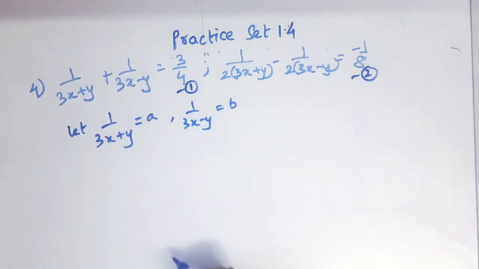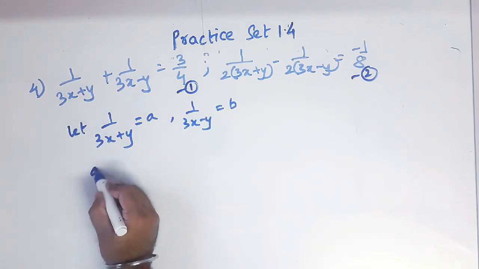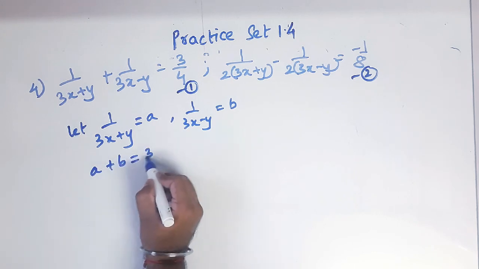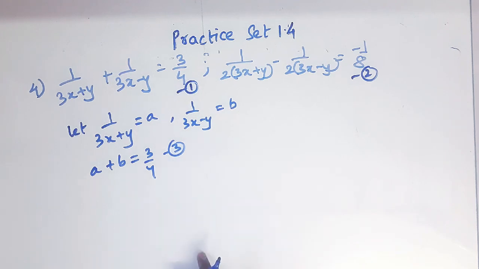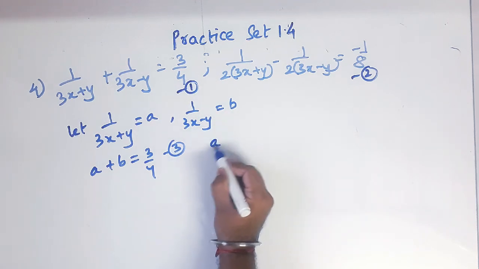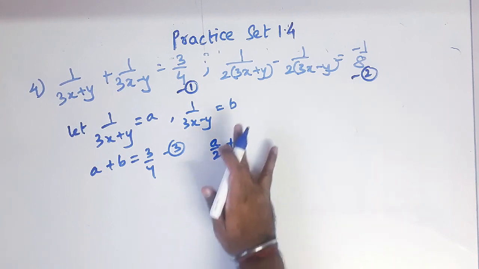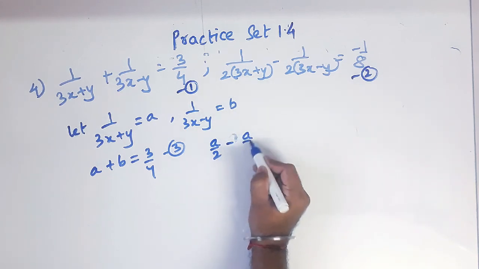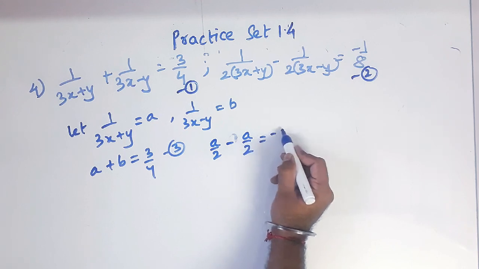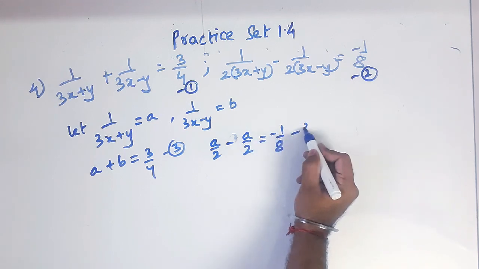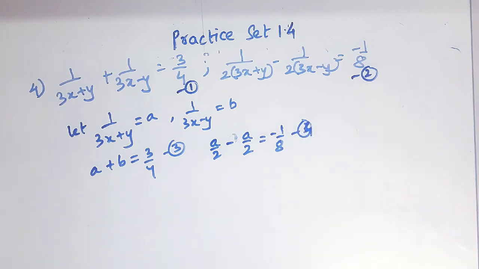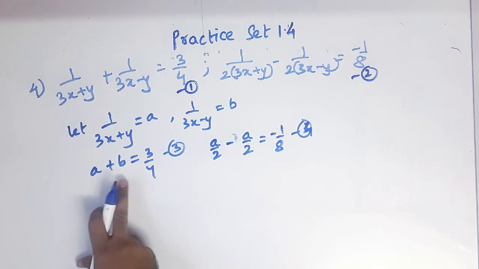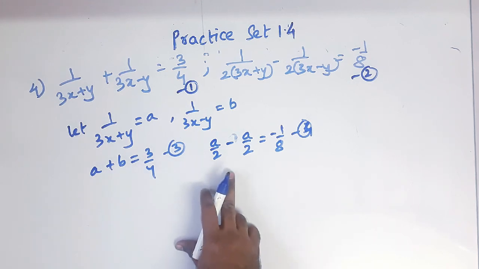So this becomes what? This becomes a plus b equals to 3 upon 4. Okay, what about this? This becomes a by 2, sorry, this is minus a upon 2 equals to minus 1 upon 8. Okay, I'll say this is fourth one. Now this is in terms of a plus b we got, but here we are still struggling with the denominator.